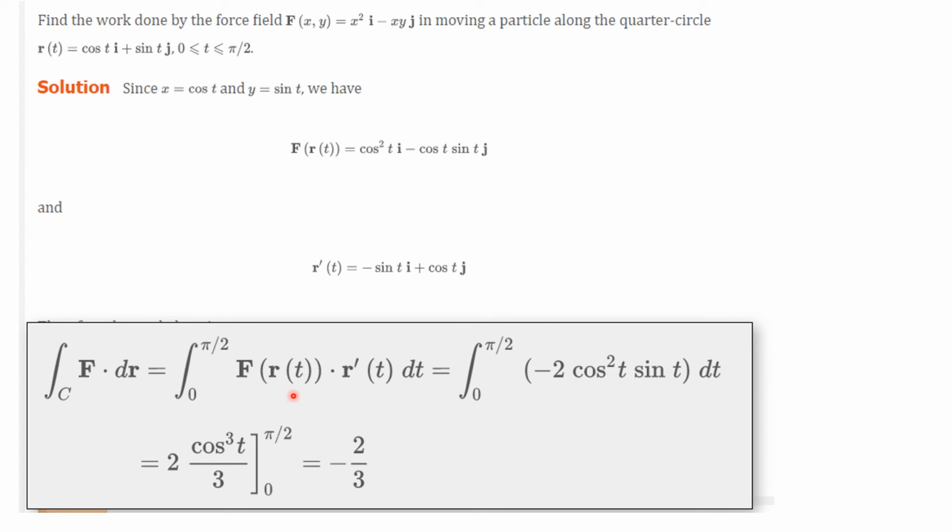So I'm substituting this in for f, and I'm dotting this with r prime of t. So I'm taking the dot product of this with this, and I simplify, and this is what I get. I do a u substitution, u is equal to cosine of t, and I evaluate the integral, and I get minus 2 over 3 for the work.